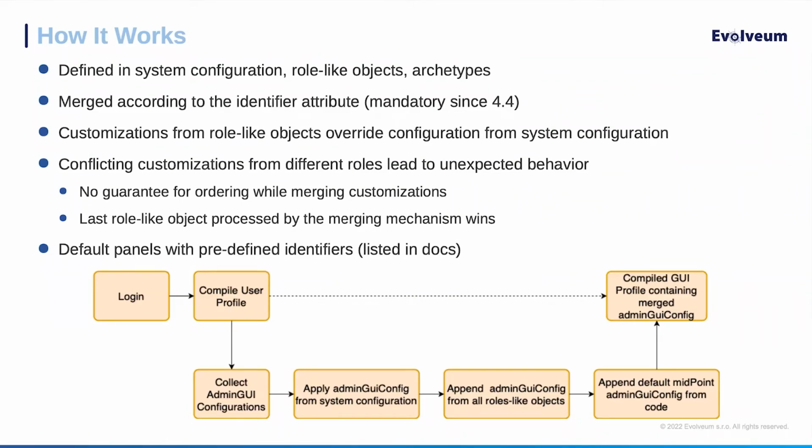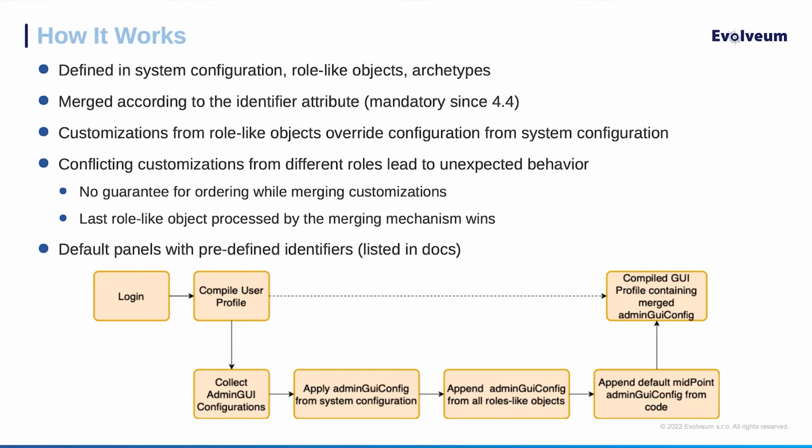This also applies for the merging of admin GUI configuration defined in different roles. Therefore, you should be careful while spreading the admin GUI configuration to different roles. All the configurations in roles must be additional one to another, otherwise unexpected behavior might be observed. Because there is no guarantee that the order will be the same every time while merging admin GUI configuration from the roles.